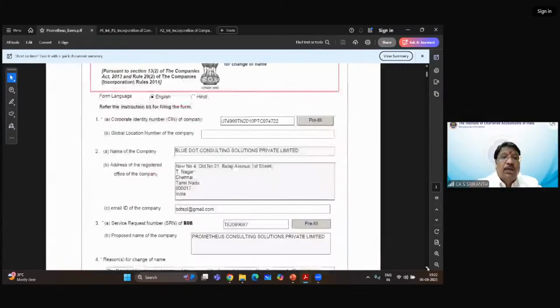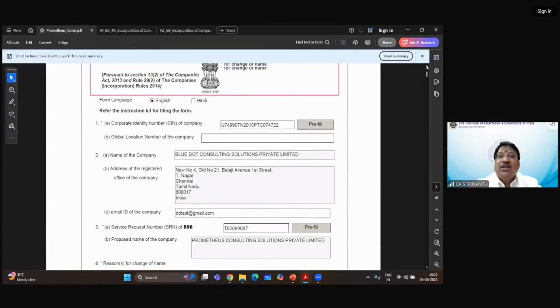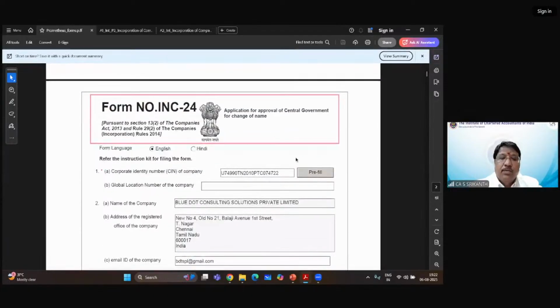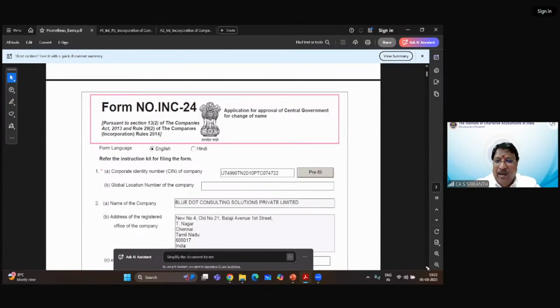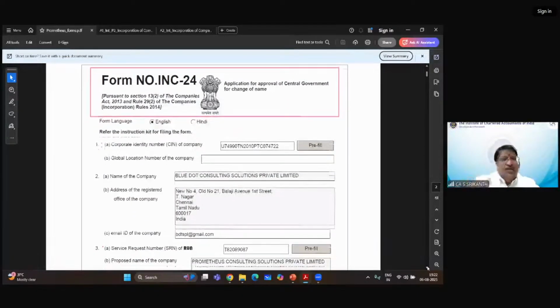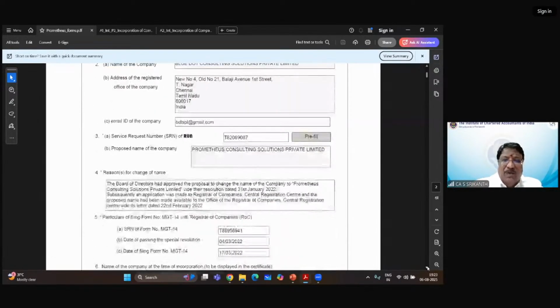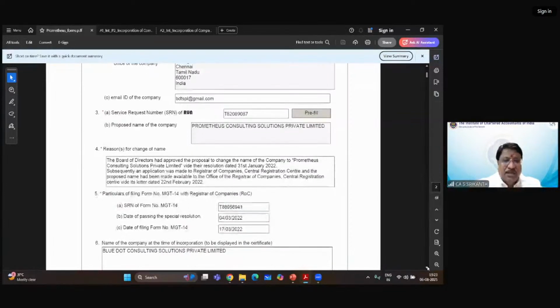Now, for that, can you see Form INC 24? This is Form INC 24. Not a big thing. Don't think about the forms and all. We can hire a company secretary to do that. You and I need not do it. We should not waste our time doing all this. As an article clerk, you might have to do it. Once you become a member, don't waste your time uploading forms. That is not your job. Just broadly.